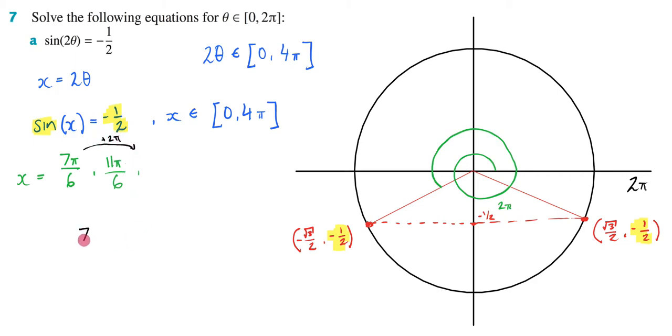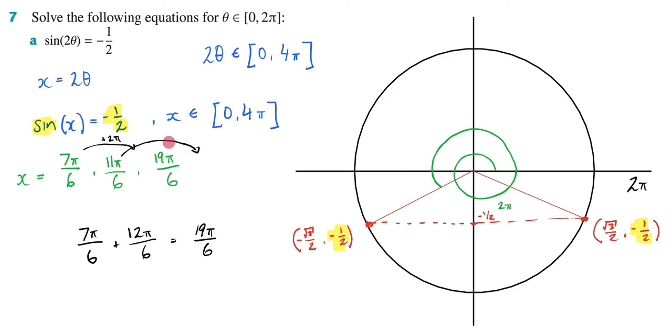And you could come down here and do some quick working out. 7 pi on 6 plus 2 pi. I need to make sure my denominators are the same. I'm going to have to times my numerator by 2 to make it 12. Then I'm going to plus them together. 12 plus 7 is going to be 19 pi on 6, which means up here I'm going to get 19 pi on 6.